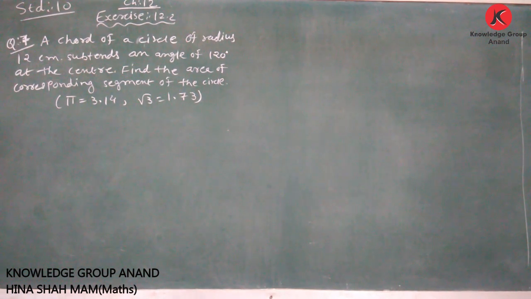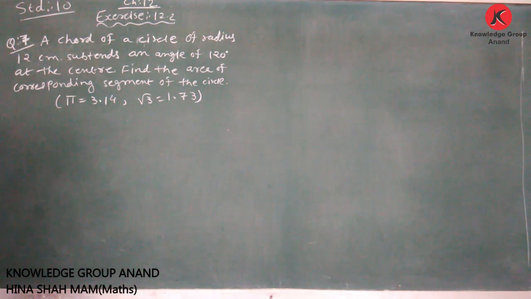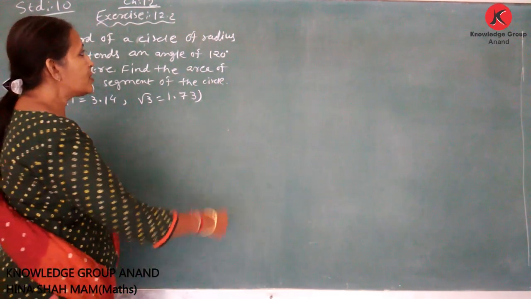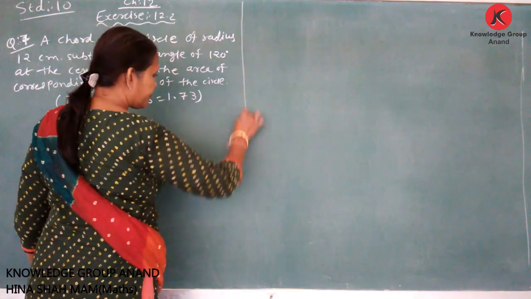Question number 7. A chord of circle of radius 12 centimeter. In last lecture, we learned question number 5 and 6 of exercise 12.2. Now question number 7. A chord of circle of radius 12 centimeter subtends an angle of 120 degree at the center. Find the area of corresponding segment of the circle. Pi is equal to 3.14 and root 3 is equal to 1.73.